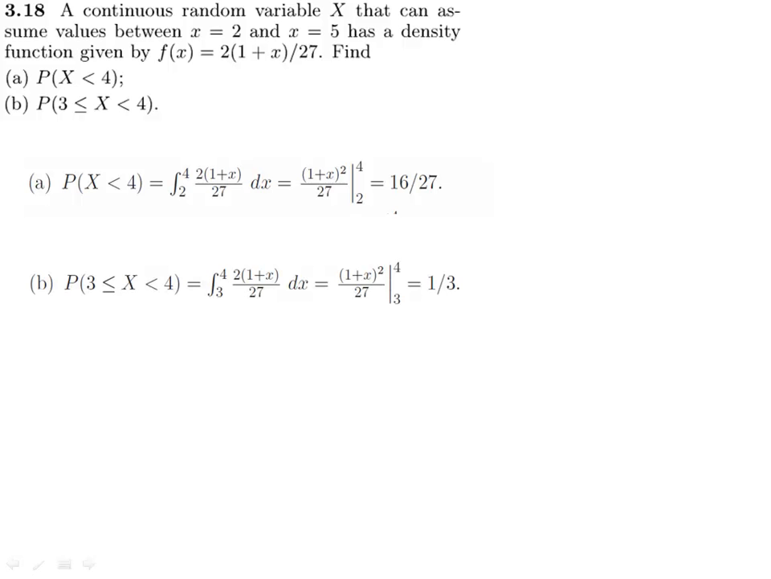Continuous random variable x that can assume values between 2 and 5. Again, same type of problem. You have the limits of the function. The function is defined right here. Find that probability. So for the first one, you'll go from 2 to 4, right? And you solve the integration for that function. And for the second one, you go from 3 to 4.